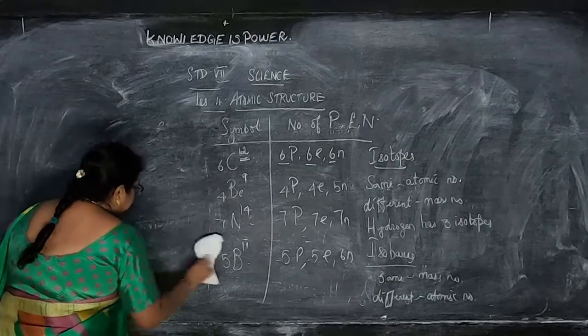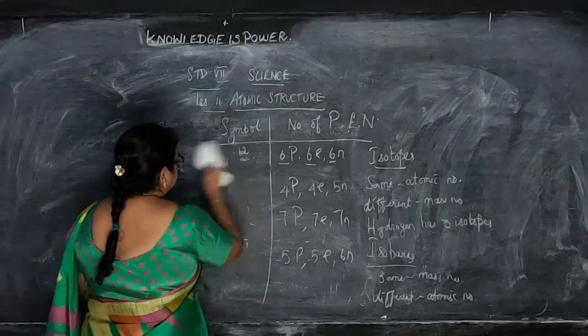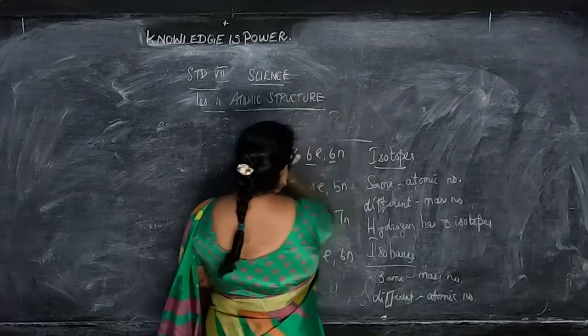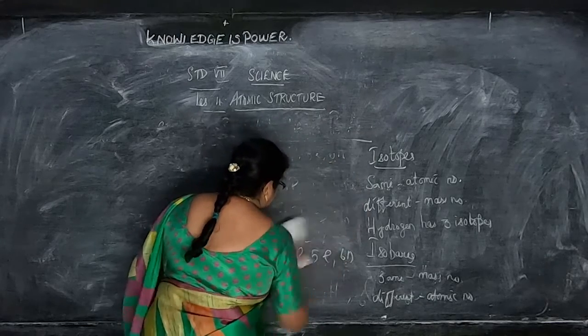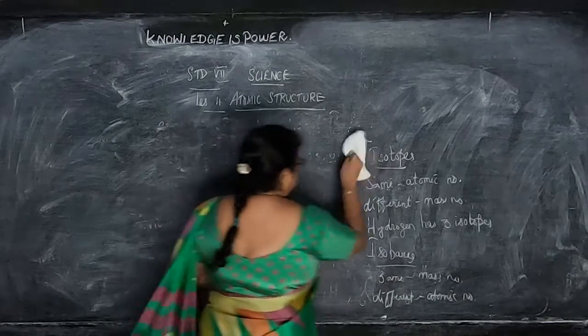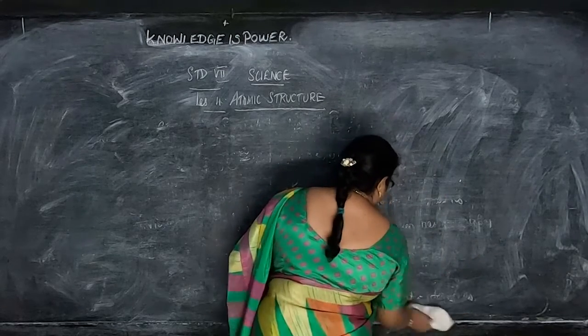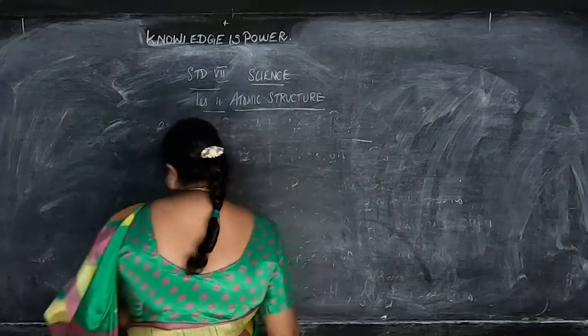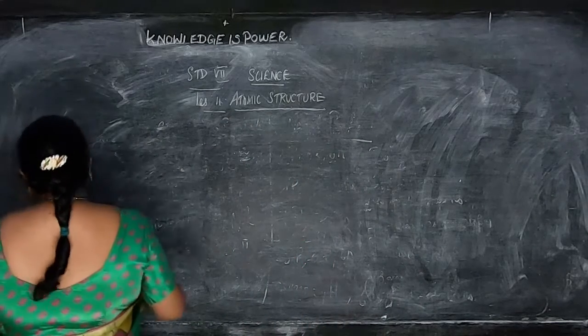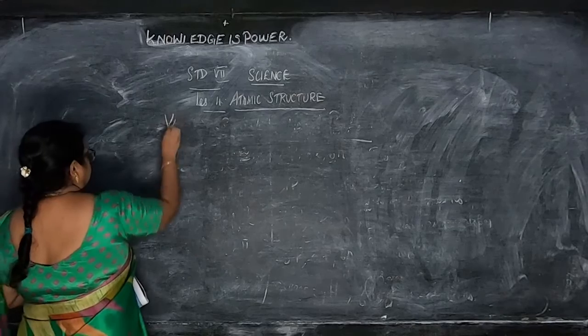So till here, did you understand, children? So we have finished this. Now we'll go to the valency. So I think you understood isotopes and isobars and the symbols of elements. Now we'll see valency.